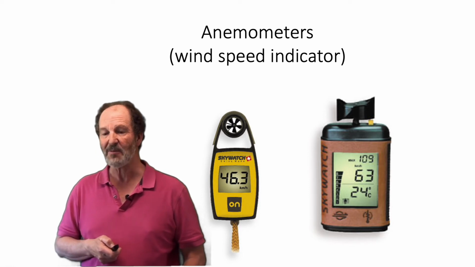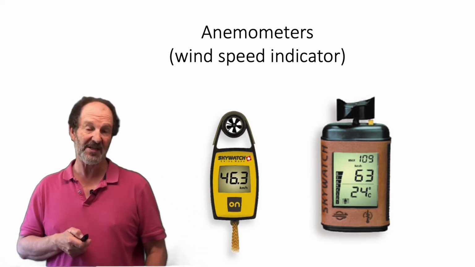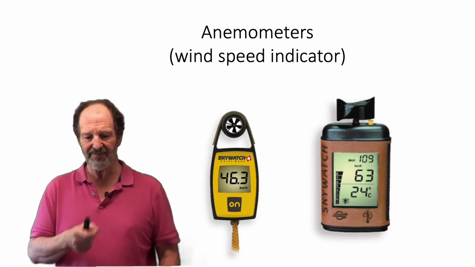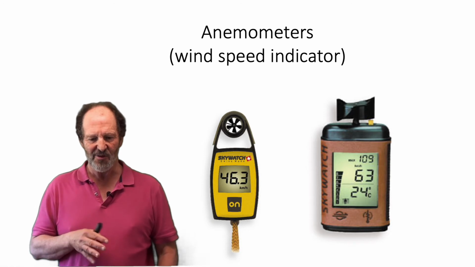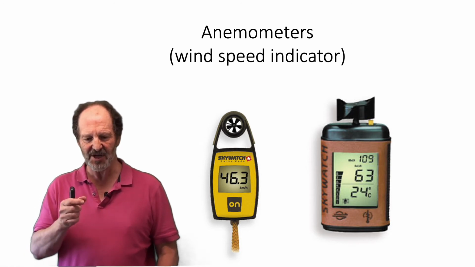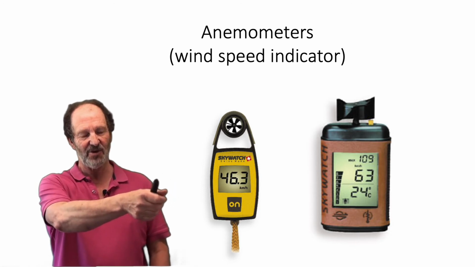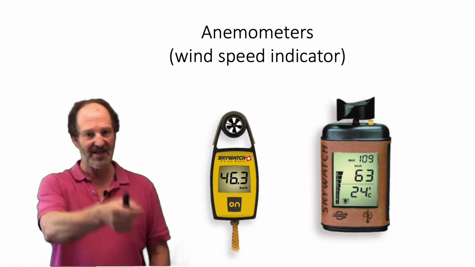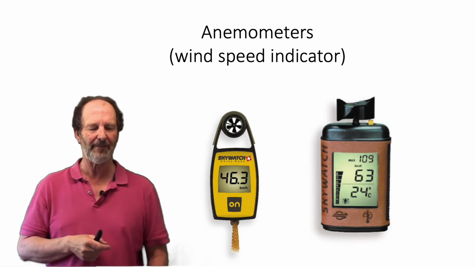Okay, anemometers, wind speed indicators. I've talked here about a couple of things to do with wind speed. So how do we measure it? Well, you can have a little anemometer. What are they for? The reason that someone has an anemometer is so that they can follow a trend. So they check the wind speed, and then 20 minutes later they check it again and they say, oh yeah, it is gradually increasing or it is gradually dropping.